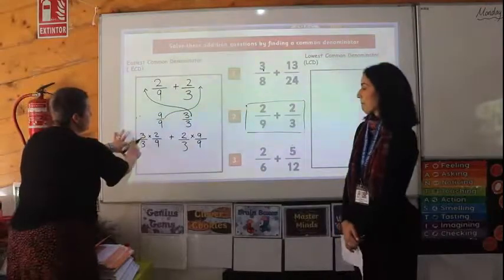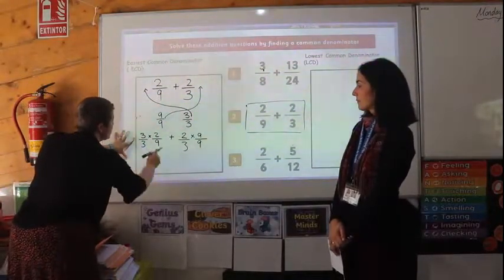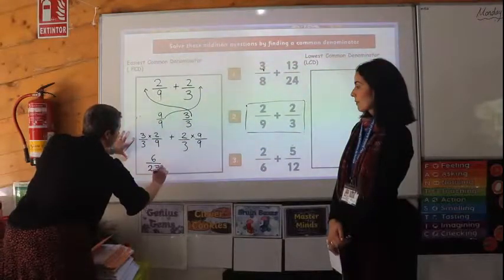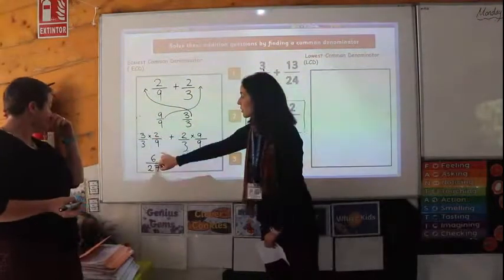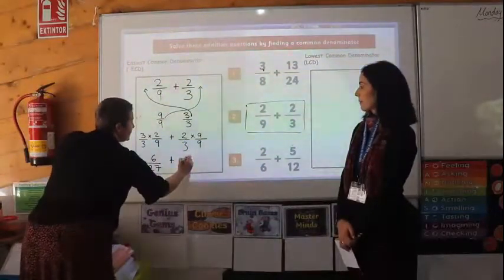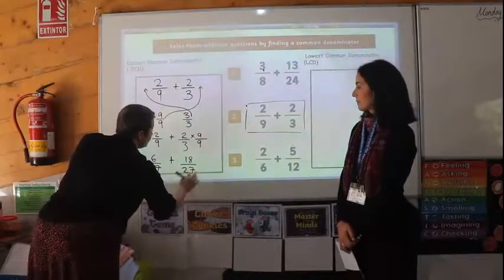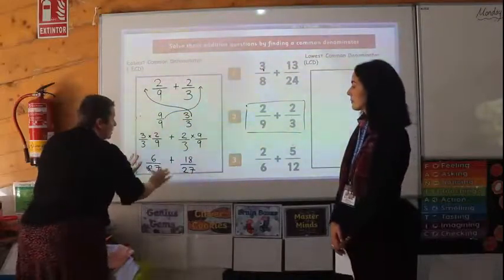Okay, so we do the multiplications. 3 times 2 is 6. 3 times 9 is 27. Hacemos la multiplicación, 3 por 2, 6, 3 por 9, 27. Then we add, we go 2 times 9 is 18, and 3 times 9 is 27, which means that our denominators are the same.